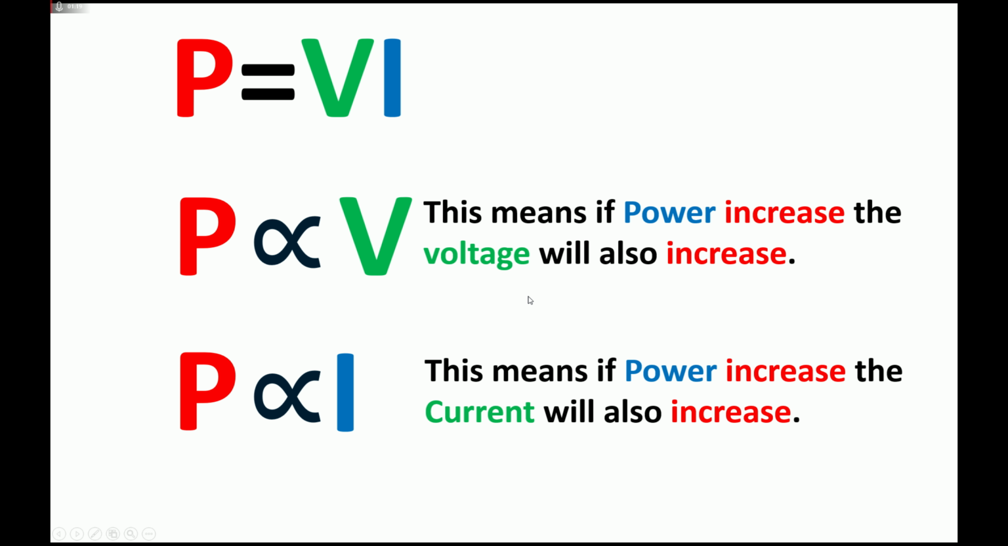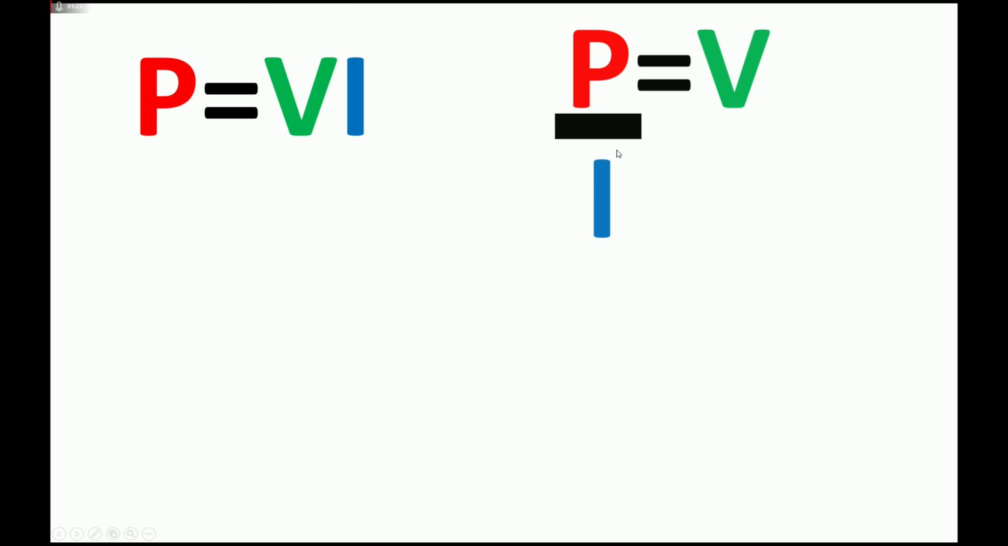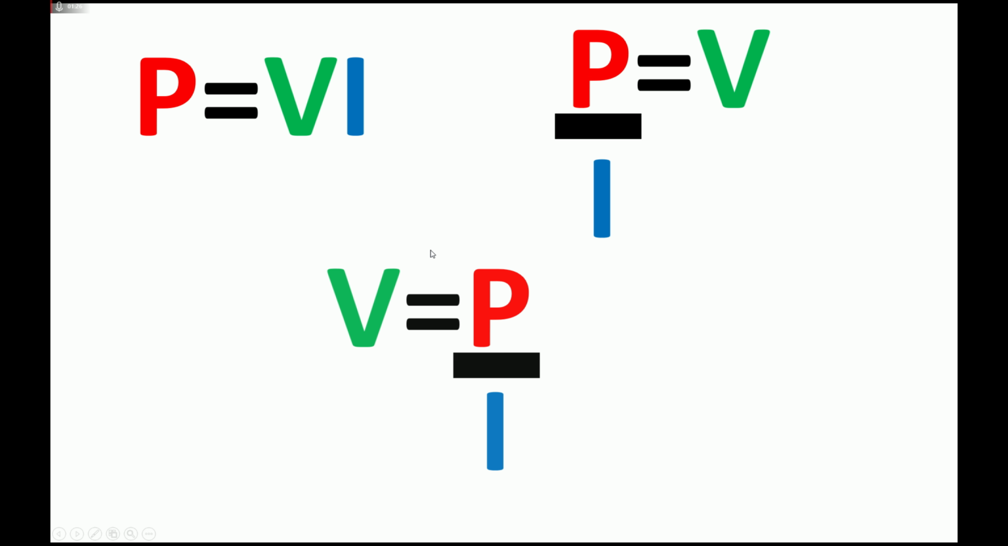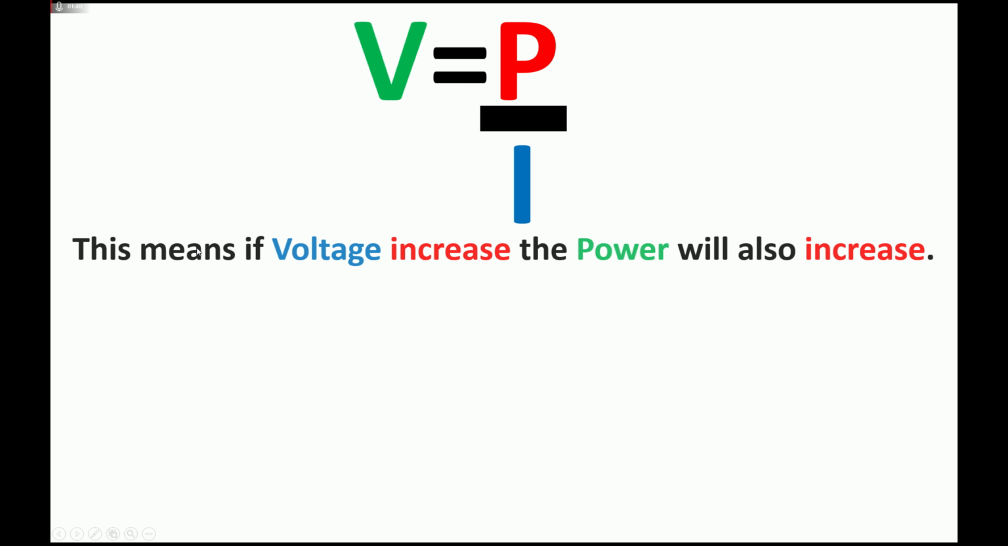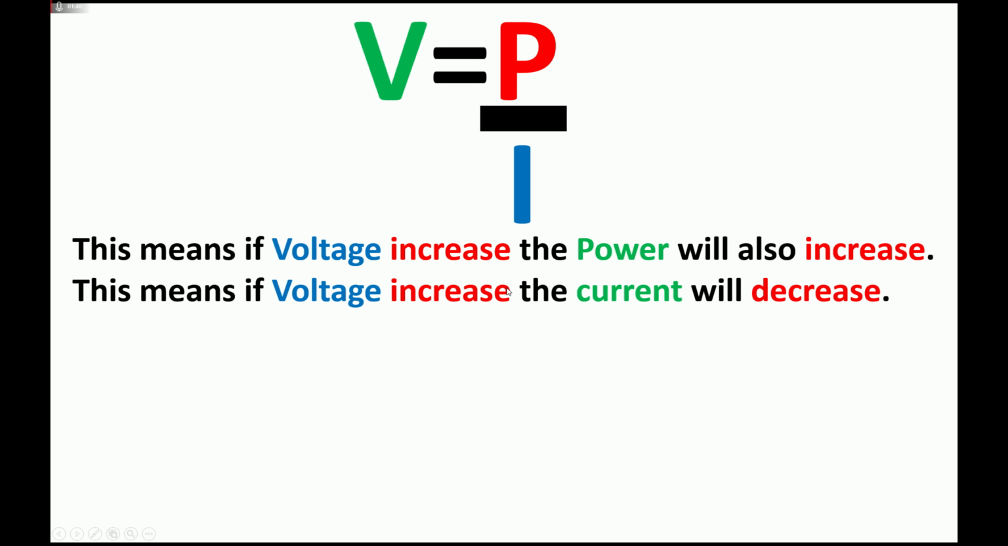But the next thing, which is a bit confusing, is that if we do some simple algebra, we come to know that P is equal to VI. If I move the I to the other side, since I wanted the equation for V, it becomes V is equal to P over I. But the confusing thing is that this means if voltage increases, the current will decrease.